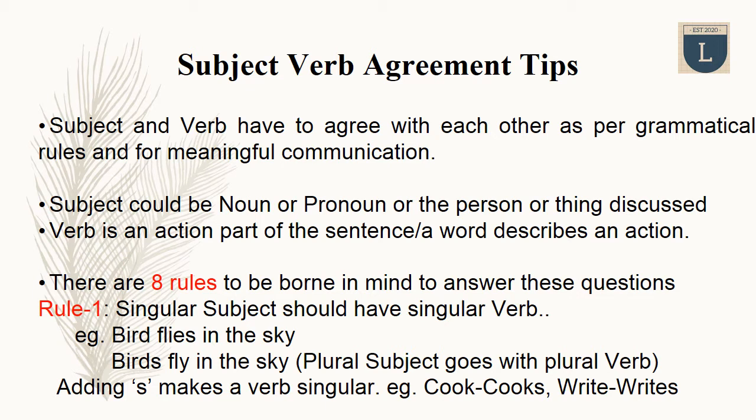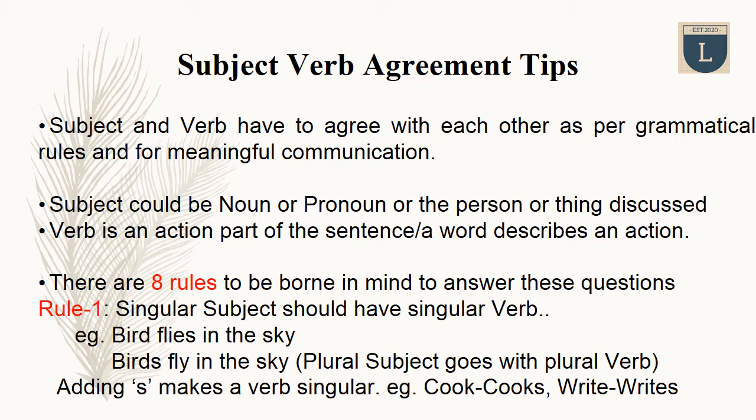Let's see some of the tips. Subject and verb have to agree with each other as per grammatical rules and meaningful communication. If they don't agree with each other, it is grammatically wrong and doesn't convey the intended meaning. What is a subject? A subject could be a noun, pronoun, or the person or thing discussed. A noun is defined as the name of a person, place, or thing. You know that. A verb is the action part of the sentence, a word that describes an action. That's the definition of a verb.